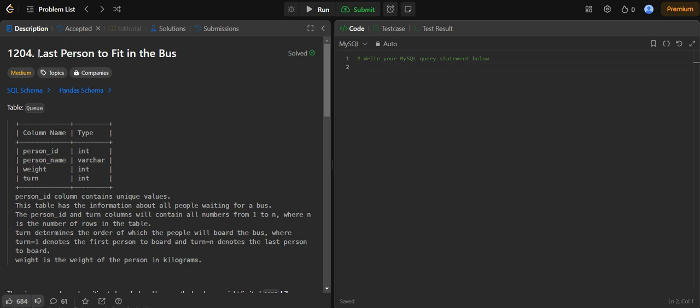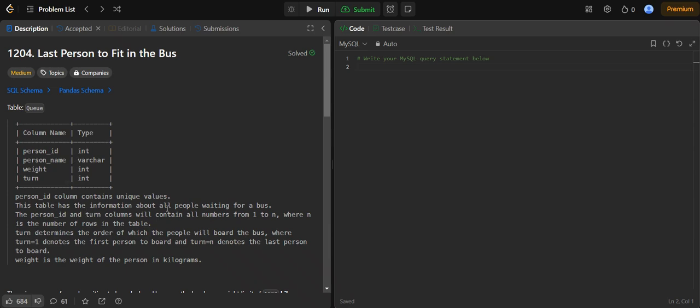Today we are going to solve this problem, last person to fit in the bus. There is a single table for this question. The table name is Q. It has four columns. Person ID column has a unique value, that means that is the primary key. So this table has the primary key.